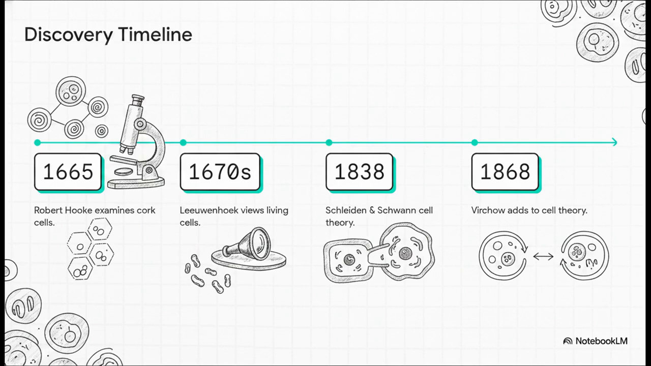Fast forward to 1838, Schleiden and Schwann drop the famous cell theory, stating all plants and animals are made of cells. And then Rudolf Virchow tops it off in 1868 by proving that new cells only come from pre-existing ones through cell division.